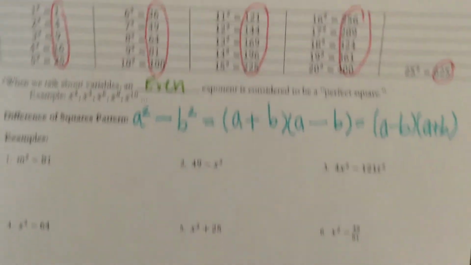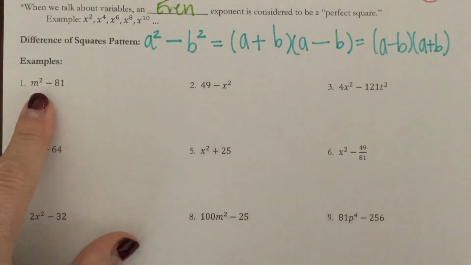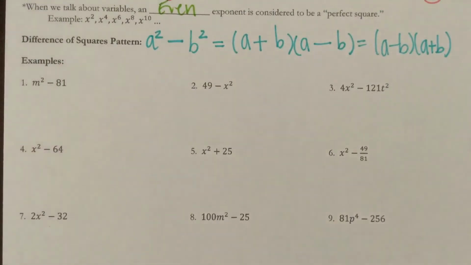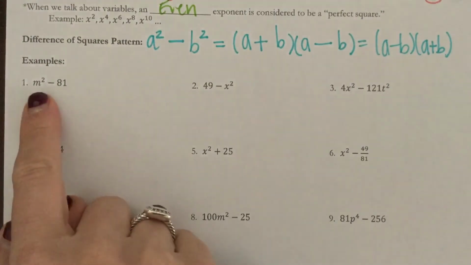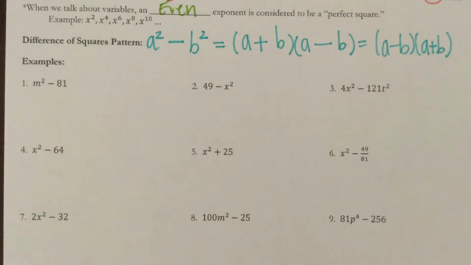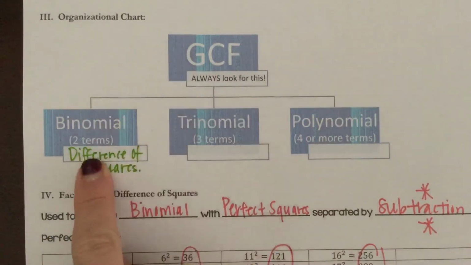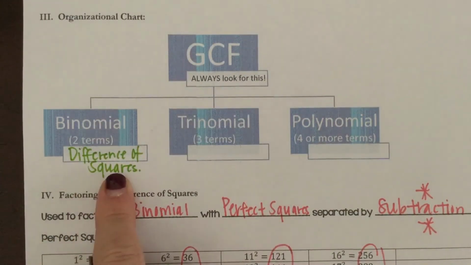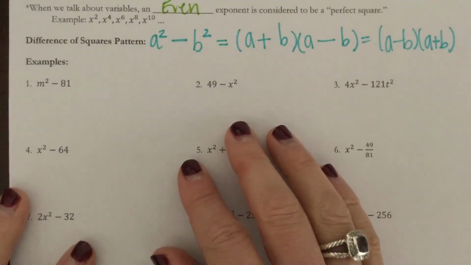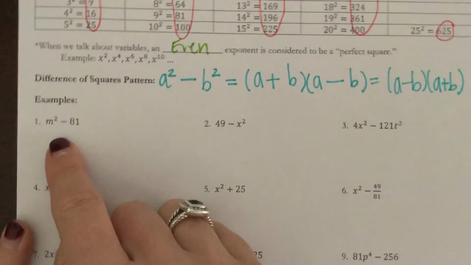All right, so let's practice. In the first example, remember our first step is to look for a greatest common factor. Do m squared and negative 81 share a greatest common factor? So is there a number or a variable or both that goes into both of those terms? And the answer is no. All right, the next thing we're supposed to look for, according to our chart, after we check for a GCF, we're supposed to think about whether the problem could be factored as a difference of squares. So if I look at this, does it fit the pattern for a difference of squares?